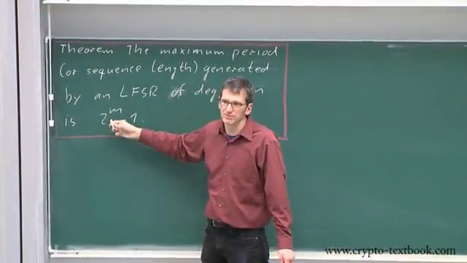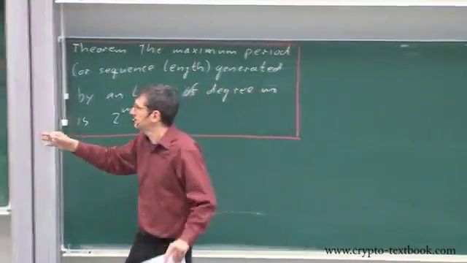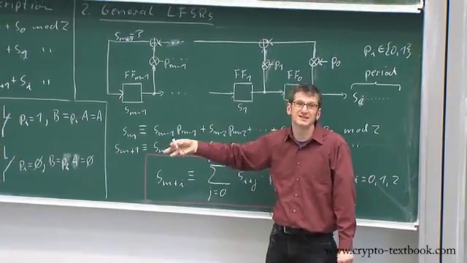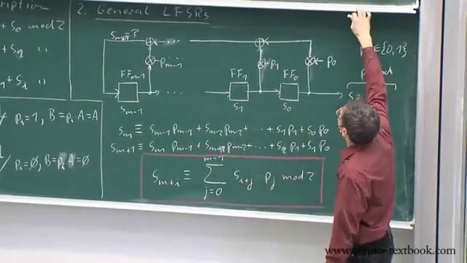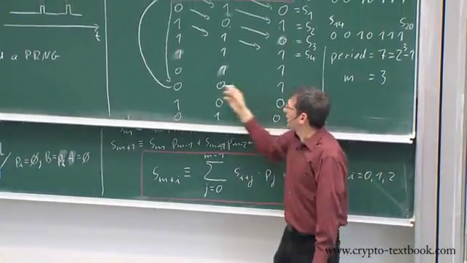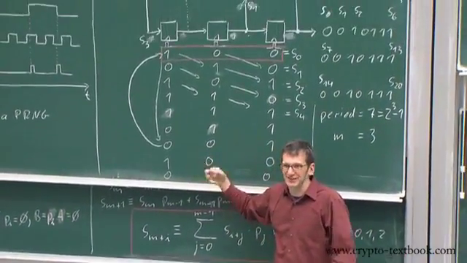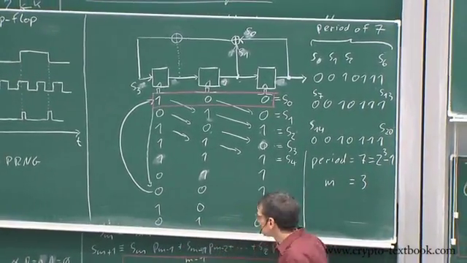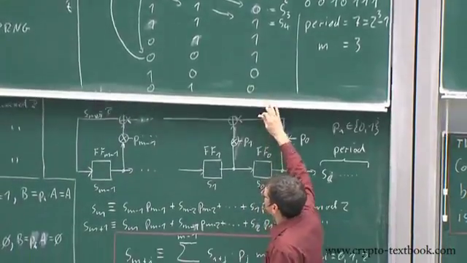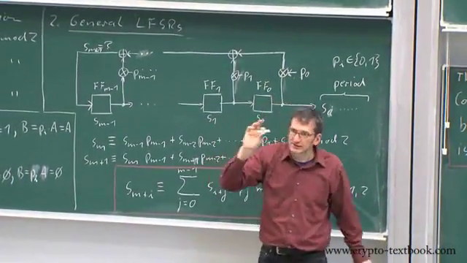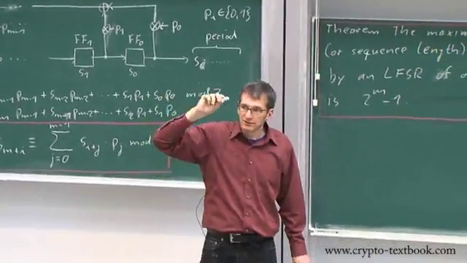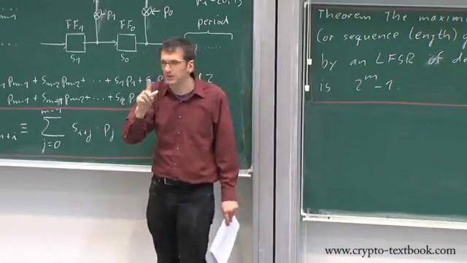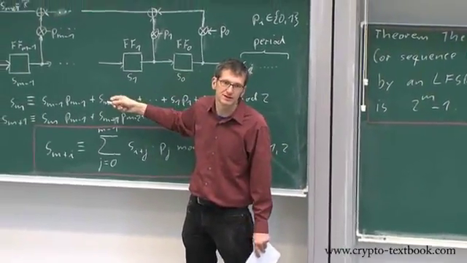And now how many different states are there? Well, there are only 2 to the m possible ones, right? If you have m bits here, you cannot have 2 to the m plus 18 or something. Same here. There are only 8 different bit patterns with 3 bits. There's no 9th bit pattern. And now it turns out, as soon as you hit one bit pattern for the second time, you end up in a cycle, right? As soon as you've reached one bit pattern, you exactly know what the next bit pattern is going to be.